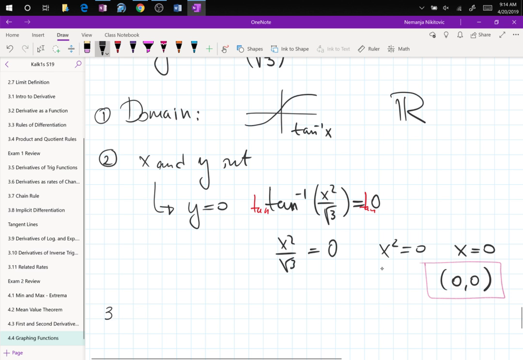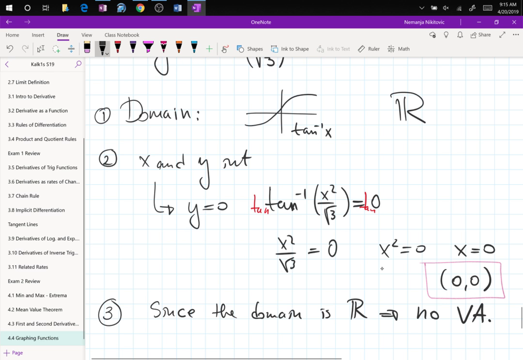Number 3. Since the domain is all real numbers, that implies no vertical asymptote. So that's very important. A vertical asymptote is an interruption in the domain. Since there are no interruptions in the domain, that means there are no vertical asymptotes. Great.